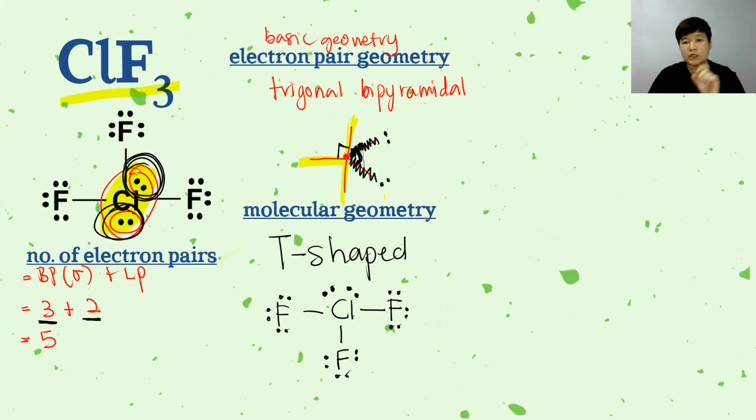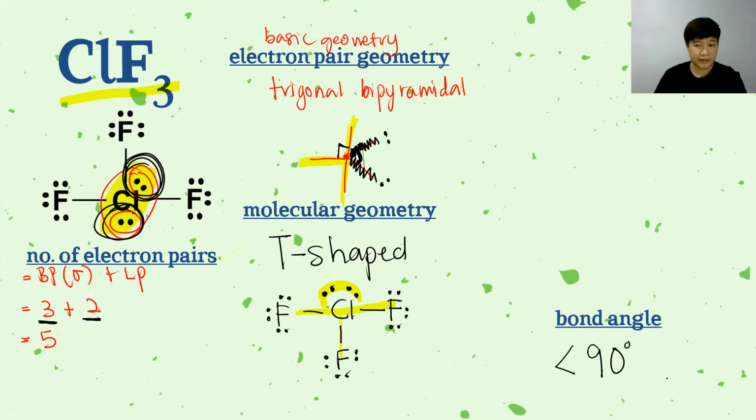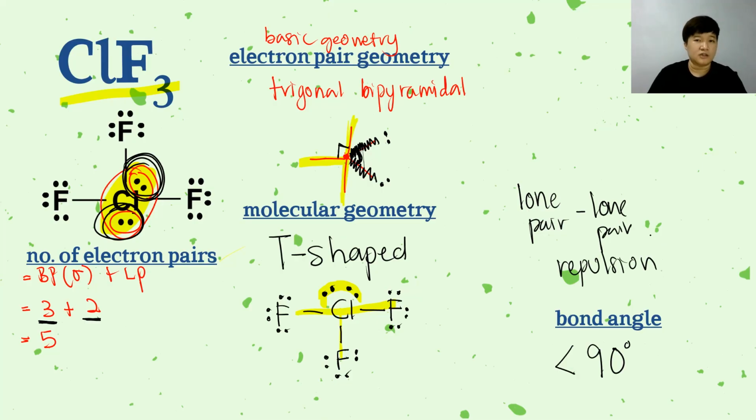Bear that in mind, we are not only looking at the shape other than the T shape that you have drawn. The location of the lone pairs is very, very important because the lone pairs are the ones that are changing your geometry right now. And your bond angle when it's a T shape will no longer be 120 degrees. There will be only 90 degrees over here. Therefore, the bond angle for the T shape will be less than 90 degrees. The bond angle gets even smaller because you have lone pair repulsion. And this lone pair repulsion is very strong. So the bond angle will be smaller and smaller.